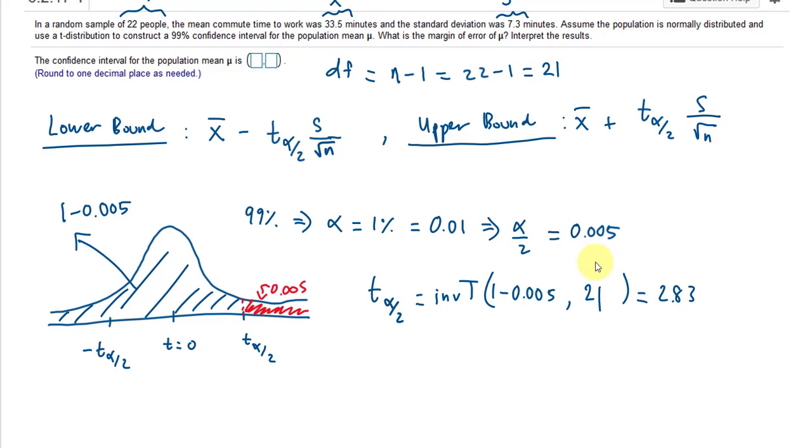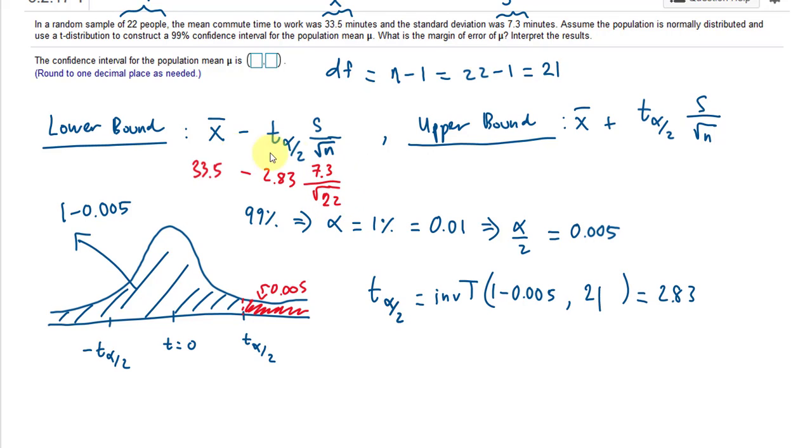Okay, so now after you got that, you can just plug in the values here. Your x bar for the lower bound is 33.5, your t alpha over 2 is 2.83, my sample standard deviation is 7.3, and my n is 22.